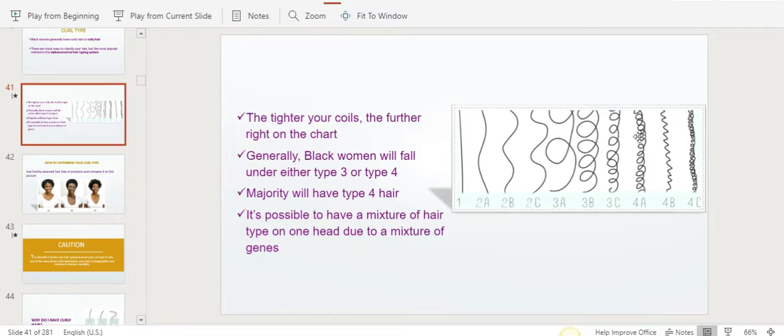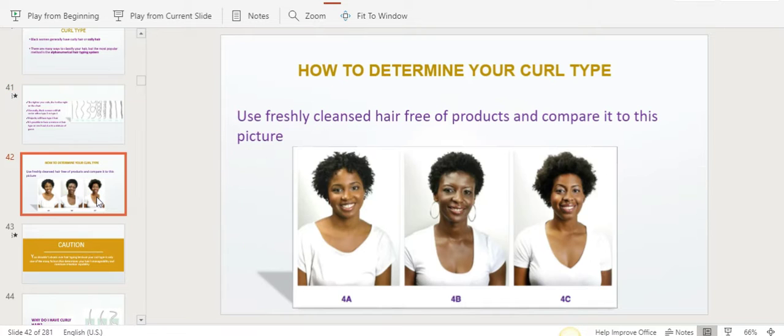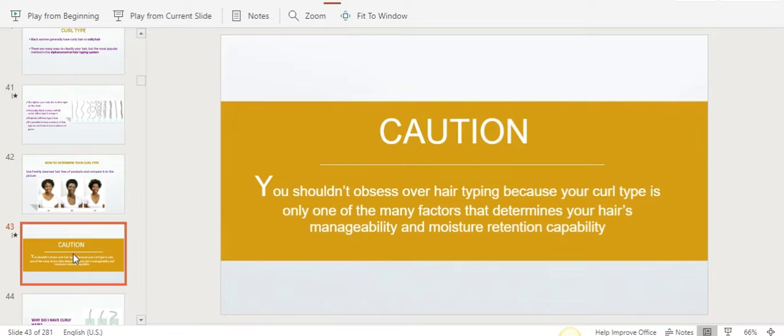So remember, if your curls are loose, then you probably fall on the left side. If they are very tight, very coily, then you fall on the right hand side. So type 4A, 4B, 4C. So you're probably wondering, okay, that is so easy, that is so general. But again, guys, remember, this is just one of the three major types of hair type that determines your hair's moisture retention level. So don't get too obsessed over it, right? Because I'm going to be going over the other two major types of hair type that you need to be aware of and that determine your hair's moisture retention capability.